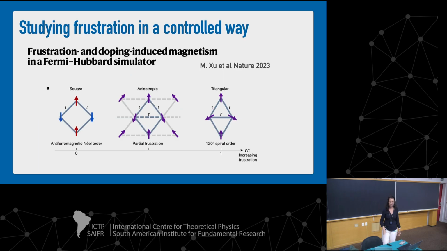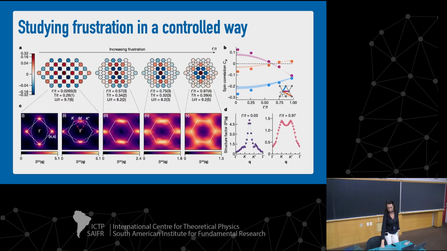The first experiments are already going on, and so this is a nice way to study frustration. There is the square lattice, and you put up a hopping in the middle, T prime. If T prime is 0, then it's a square lattice, non-frustrated, and if T prime is 1, you go to the full triangular lattice, and this is a way of studying frustration in a very controlled way.